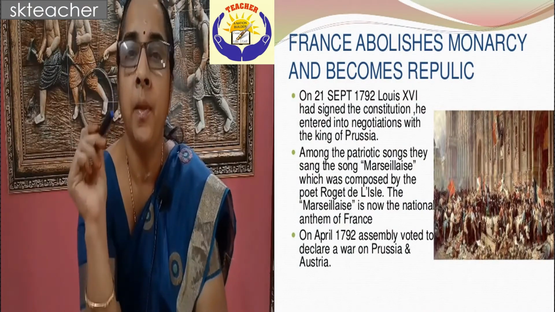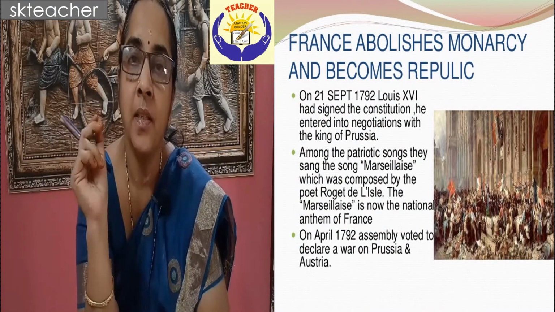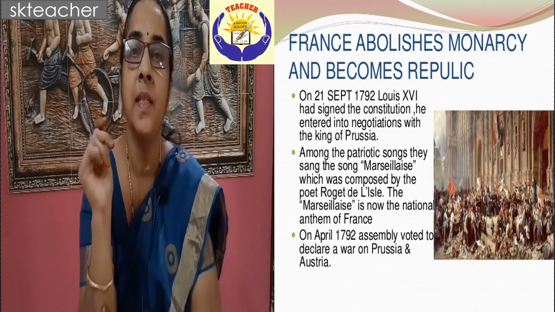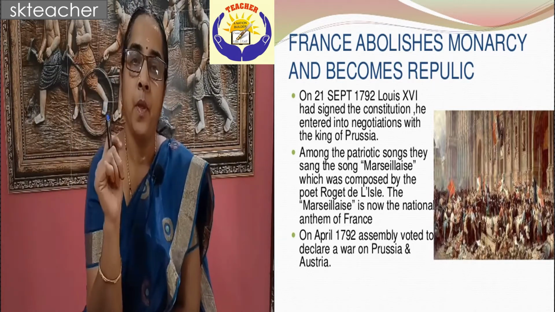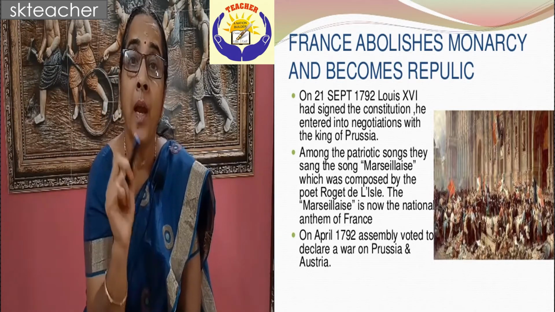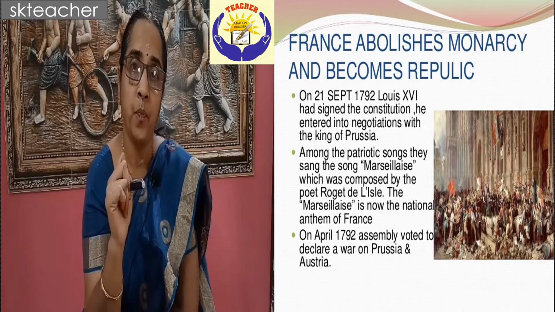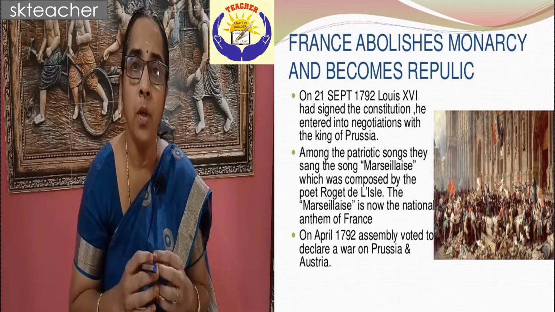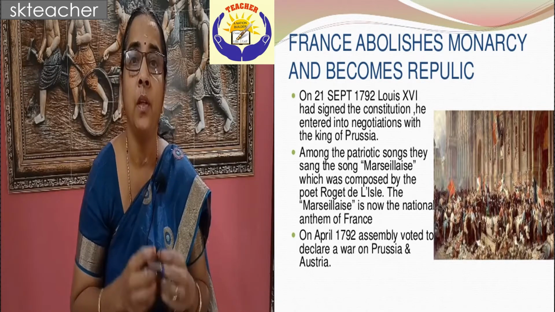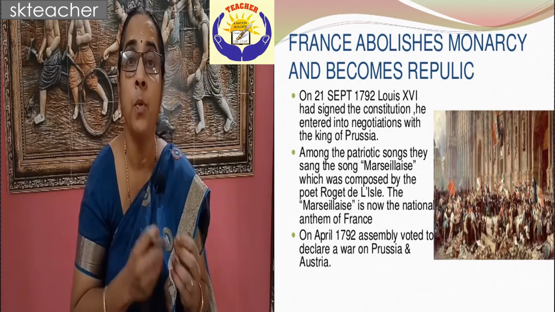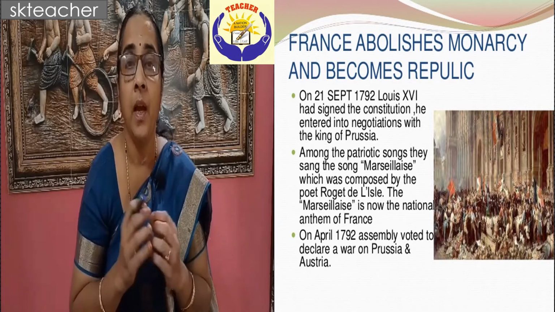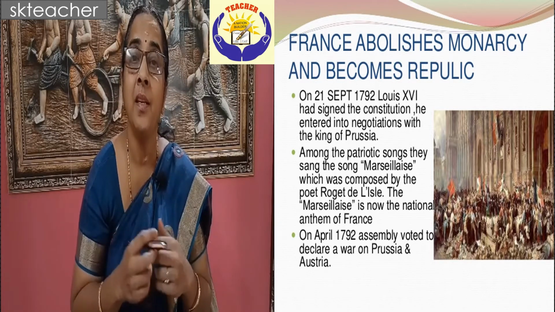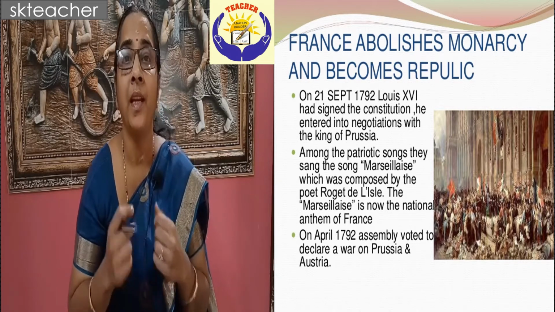On 21st September, Louis XVI signed the constitution which was designed by the third estate. But he was not at all happy with this constitution. So he was highly insecure later on. So he wanted to have a negotiation with the neighboring nations, especially with Prussia and Austria. Actually speaking, this secret alliance was known by the National Assembly.